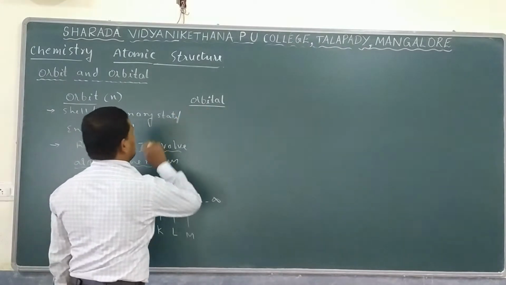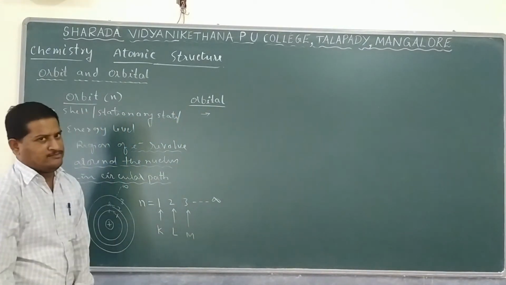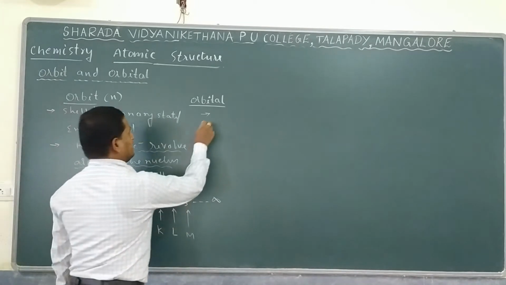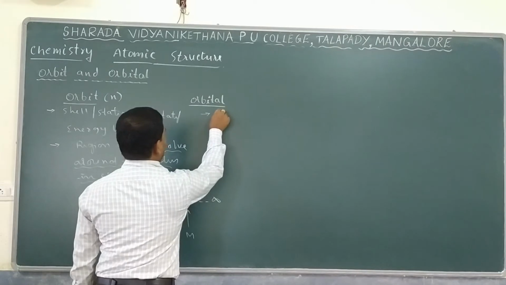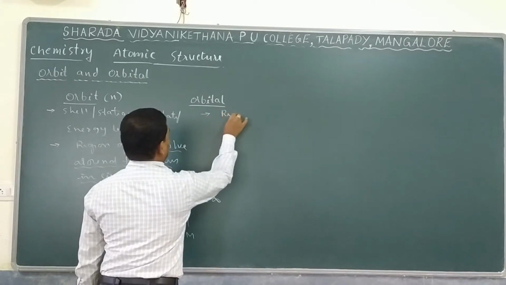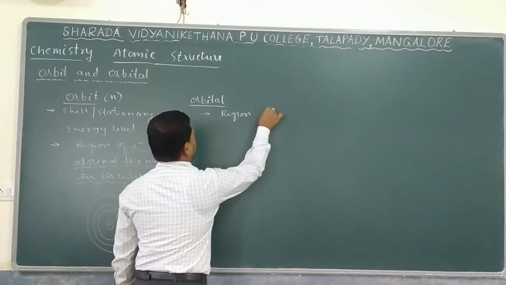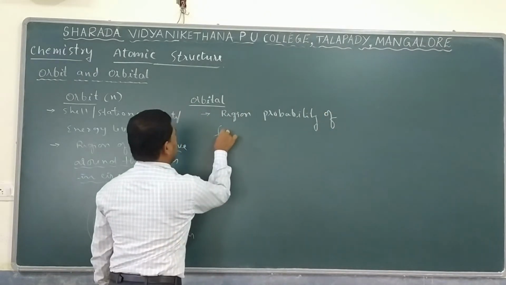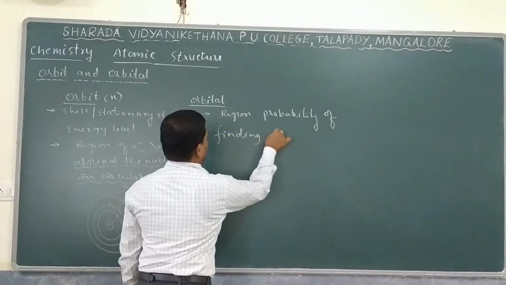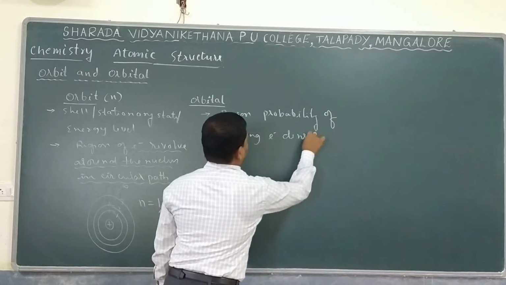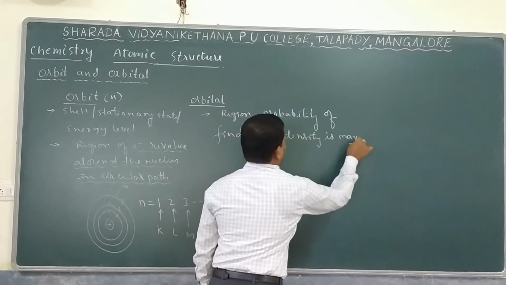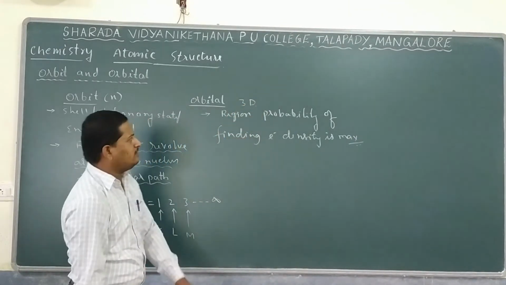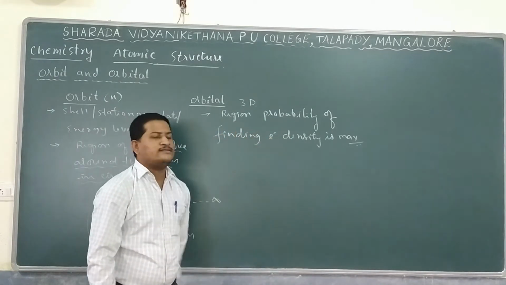But in case of an orbital, this is observed from quantum theory, or quantum numbers. It tells about the probability of finding electron density. It is a region where the probability of finding electron density is found to be maximum. So this is basically a three-dimensional region. So it is a 3D region where the probability of finding electron density is found to be maximum.